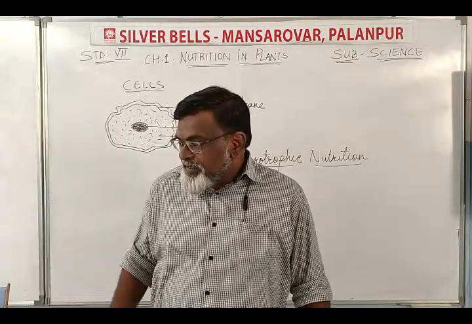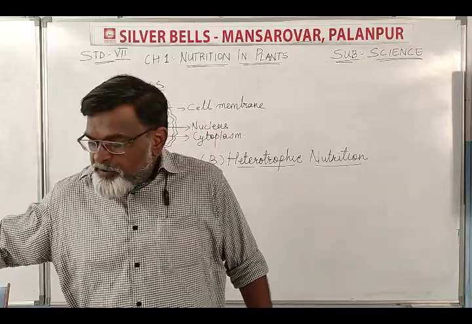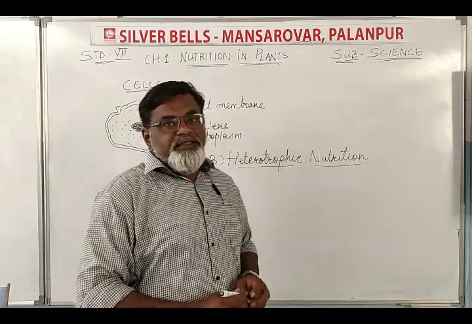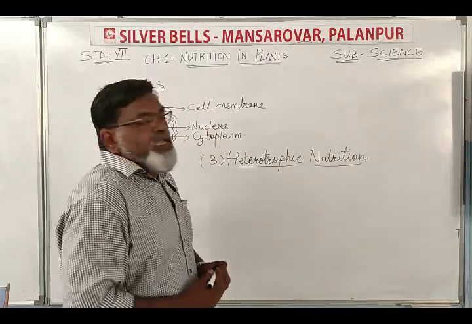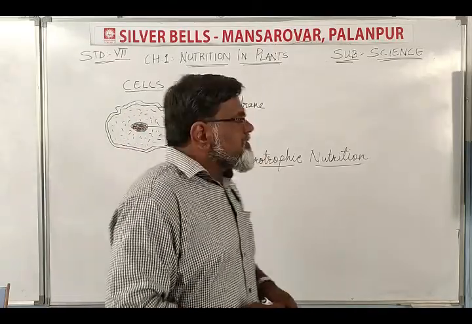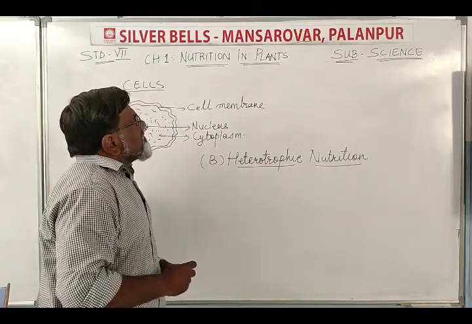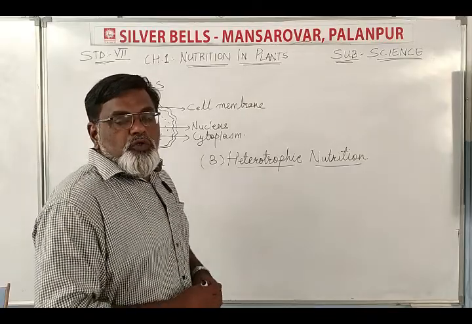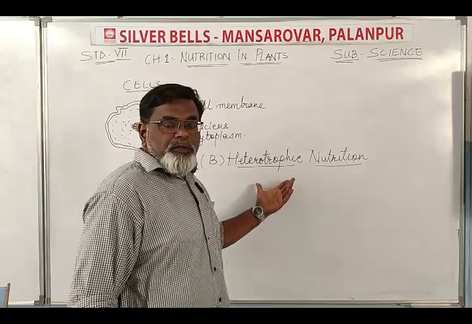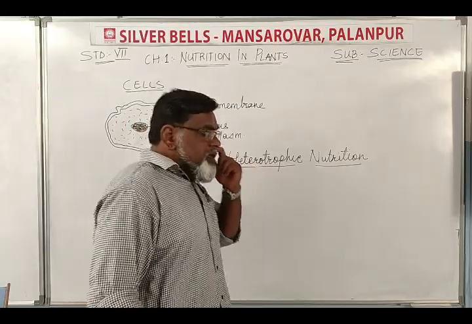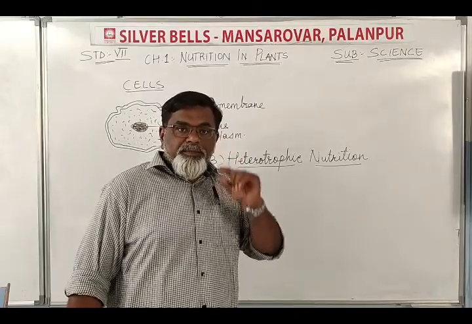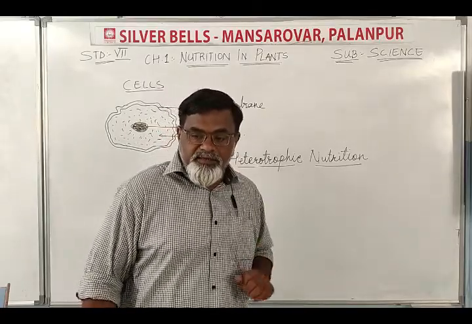Hello students, welcome back to the second part of our first chapter of Standard 7 Science subject. As we have learned in the last part about the nutrition in plant of the first mode, autotrophic nutrition. Now we are going to study about the heterotrophic nutrition. But before that, each and every organism is made up of small tiny cells.